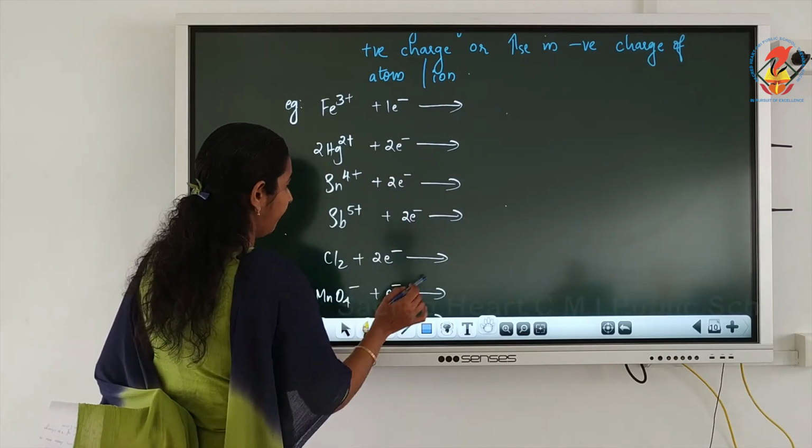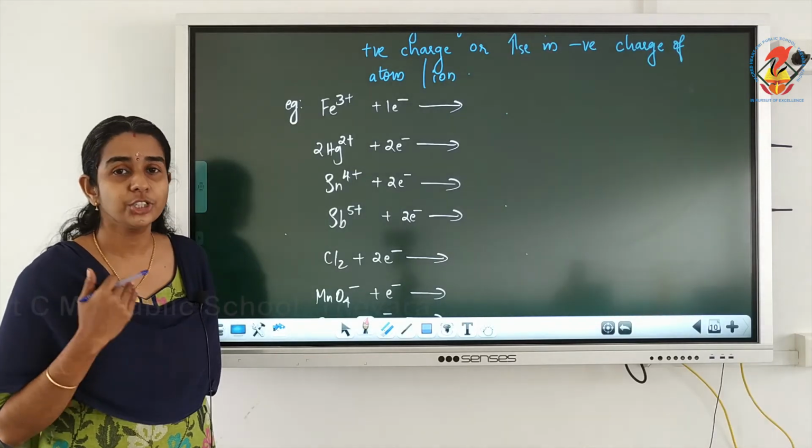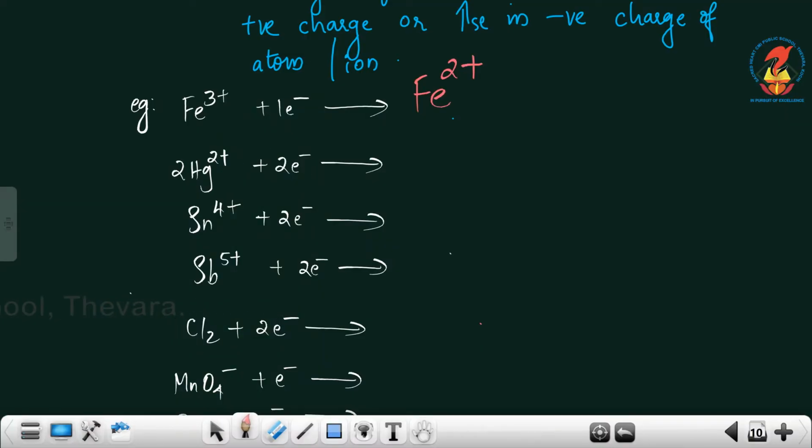For example, Fe3+. Fe3+ means an ion with 3 positive charges. On gaining one more electron, or one more negative charge, what happens to Fe3+? It will become Fe2+, because there is a decrease in one positive charge. So, 3+ will become 2+. Next, we have 2 Hg2+ ions that are gaining 2 electrons. So, one Hg2+ will take 1 electron and another Hg2+ will take another electron, so that it will become 2 Hg+.